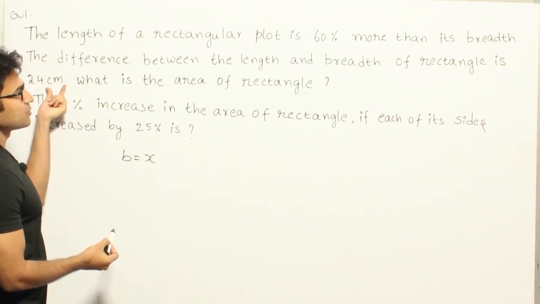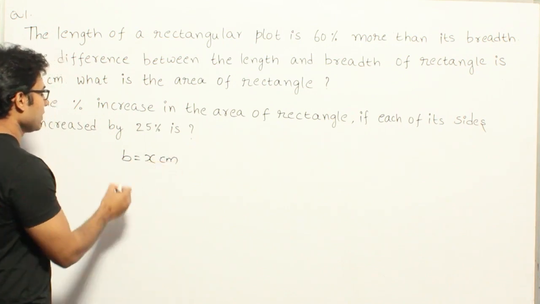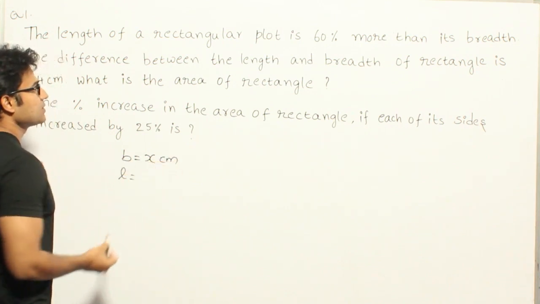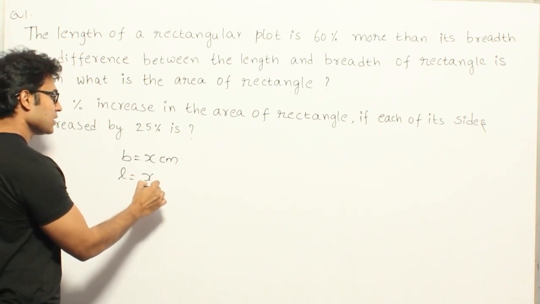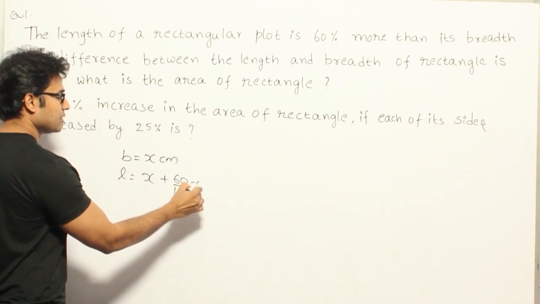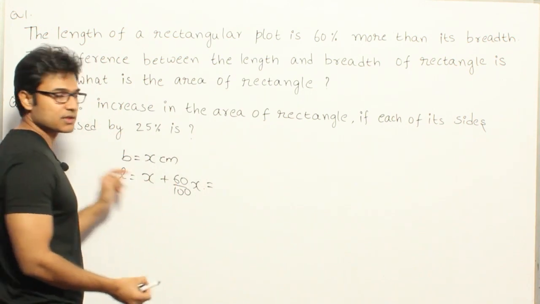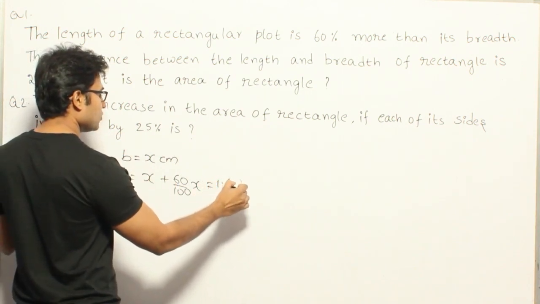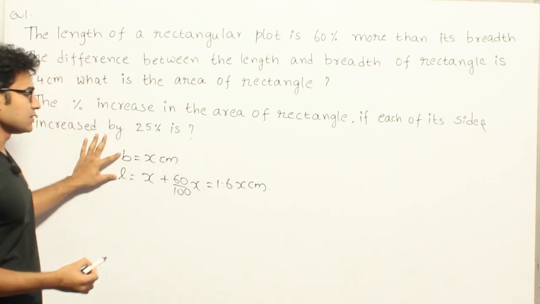let's say centimeters, because the difference is given in centimeters, let's assume it is centimeters. Then what will be the length? Length is, they are saying 60% more. 60% more means whatever is the breadth plus 60% of it. That is where you are going to get 60% more, right? So if you add it, it is going to be 1.6 into x centimeters. So this is the breadth and this is the length.